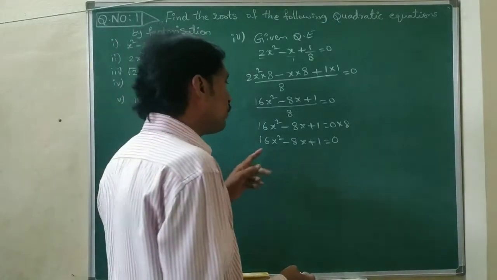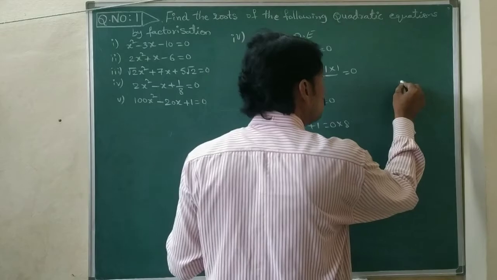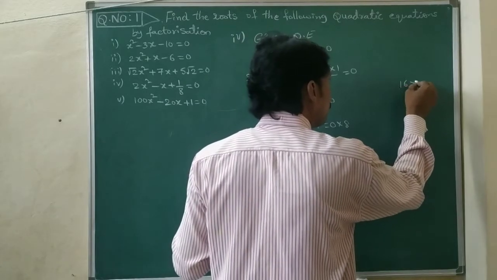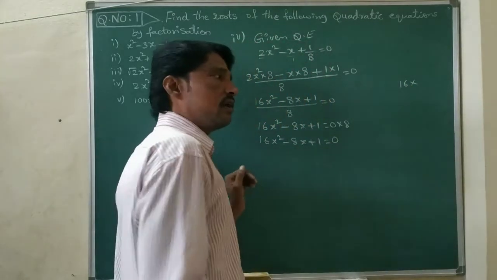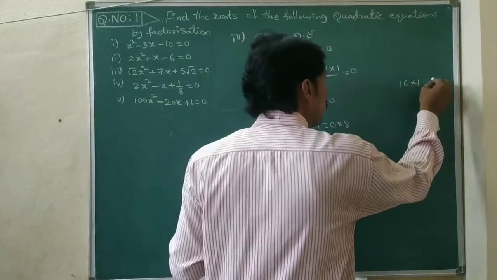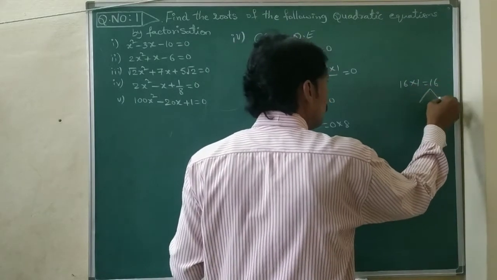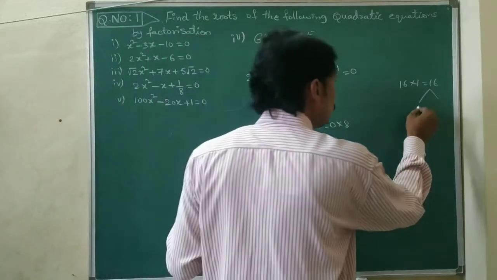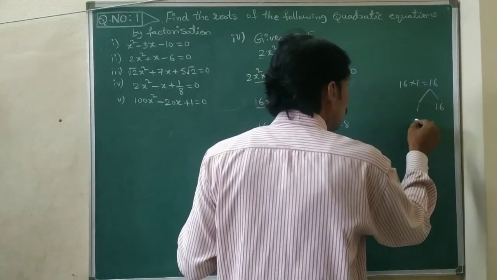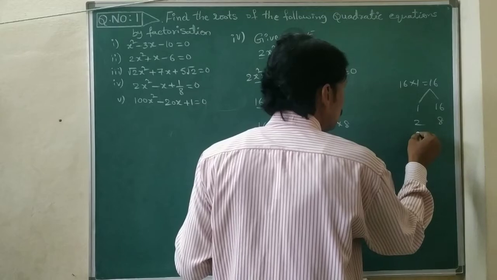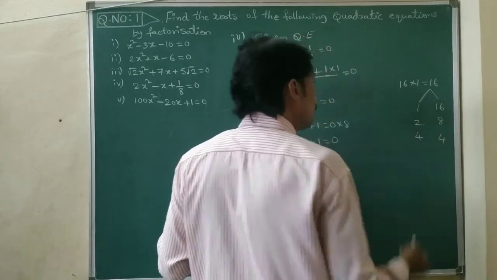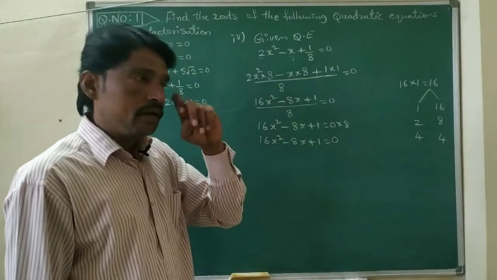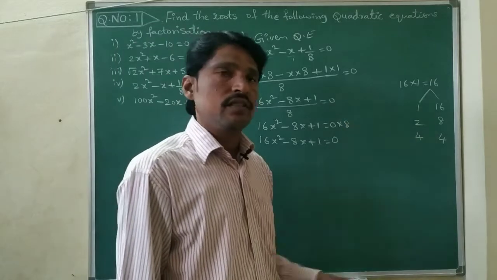Now how to do the factorization? So first, coefficient of x square, that is 16. Constant term is 1. 1 times 16 is 16. 16, how many ways can we write it? 1 16s are 16, 2 8s are 16, 4 4s are 16.